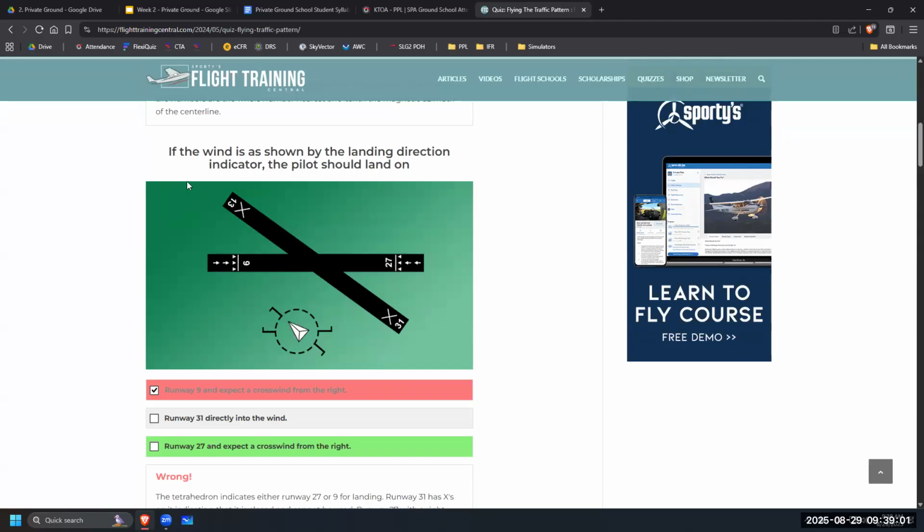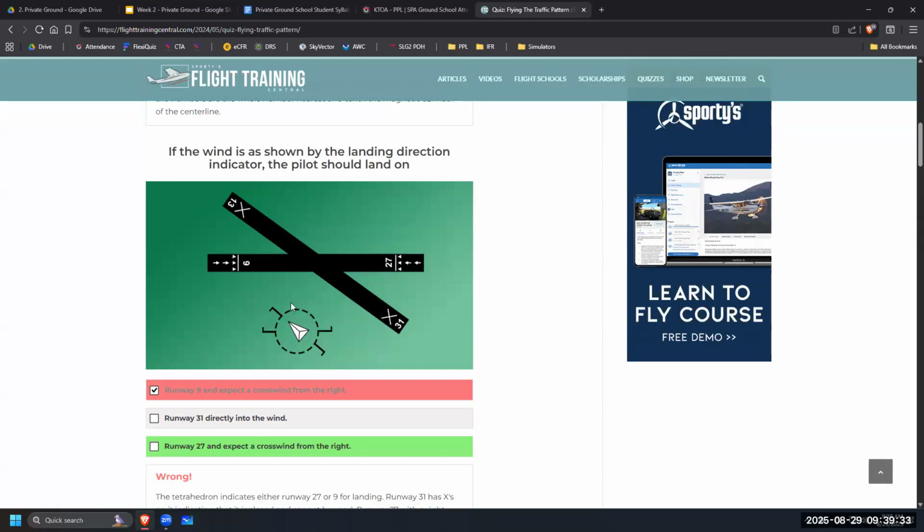So the wind's coming from this way, which actually means the best runway is 31. But you see that big X, which we were supposed to notice? The runway is closed. So the next best runway is 27. So we're taking off into the wind that's coming this way, and we're gonna have a crosswind from the right because the wind's coming from here. If we're taking off 27, that wind's gonna be a crosswind from the right. Make sense to everyone? Okay.